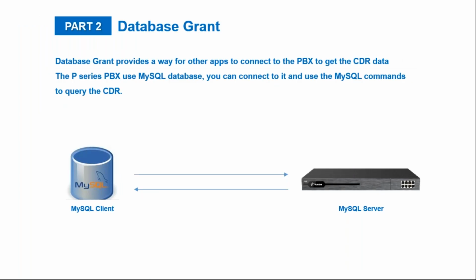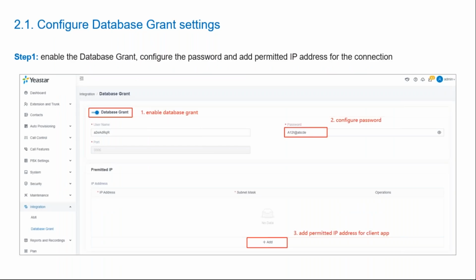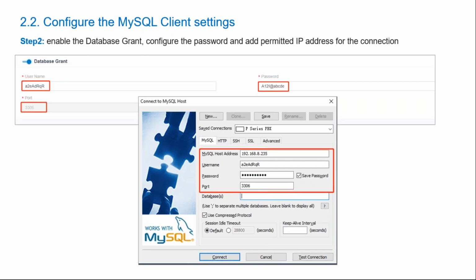Then we also have database grant. This is also important if you're going to use a MySQL client. If we're going to use this sort of database service, then you absolutely need to enable this. Just have a look. The configuration is pretty easy. We can go to Integration, then you will be able to find the database grant. Simply enable this, set the username, set the password, and add the permitted IP address. That's it. The next steps of our configuration are totally based on MySQL.